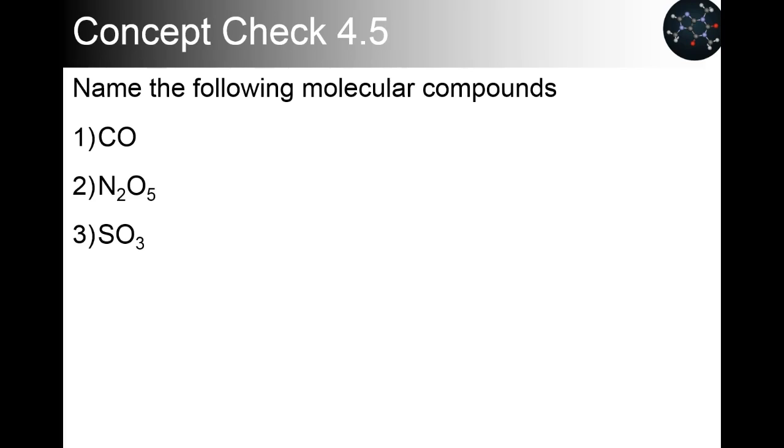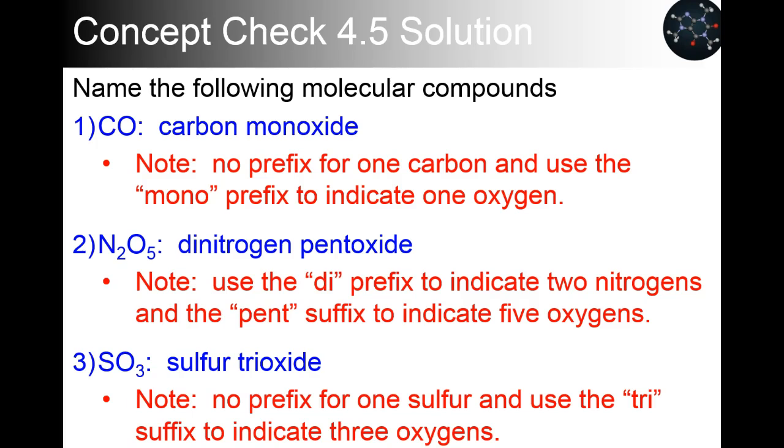So I've got N2O5. I've got 2 N's, so dinitrogen. I've got 5 oxygens, so the prefix for 5 is penta, so it would be pentoxide. And actually SO3 is a sulfite, but we could call this sulfur trioxide as well, would be another name for it. So let's look at all these and their explanations.